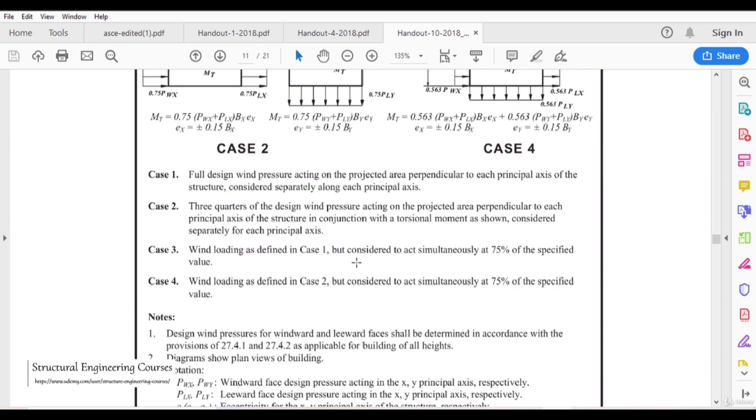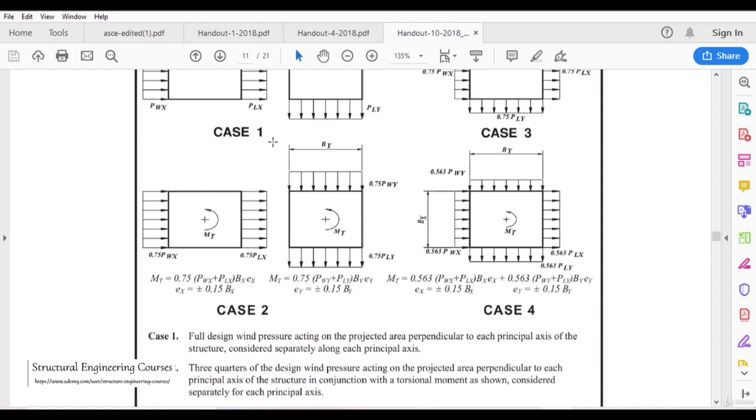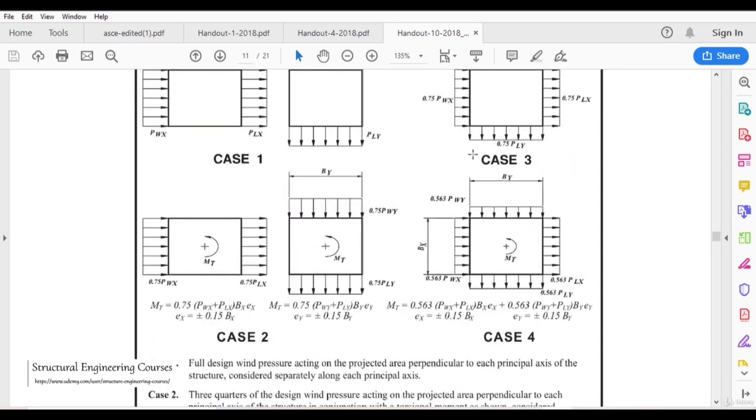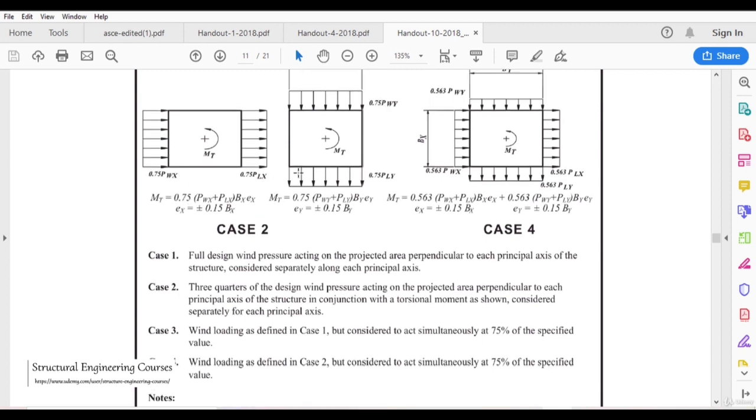Here we can see that there can be four cases: number 1, number 2, number 3, and number 4. Under case 1, there can be 4 different loading patterns. Case number 2 is 3/4 of the design wind pressure acting on the projected area. 3/4 means 0.75. That is why 0.75 loading is acting along each principal axis of the structure in conjunction with the torsional moment. This is the torsional moment.